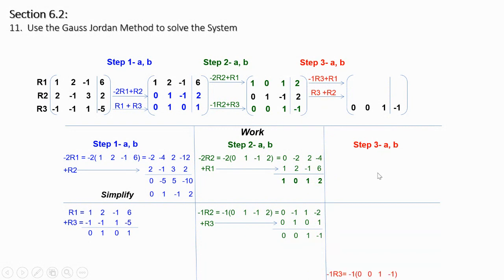And here's the first step. Negative 1 row 3 will give us 0, 0, negative 1, 1, plus row 1. My answer will be 1, 0, 0, 3. So that's my new row 1. In the second part, we're going to add row 3 plus row 2.